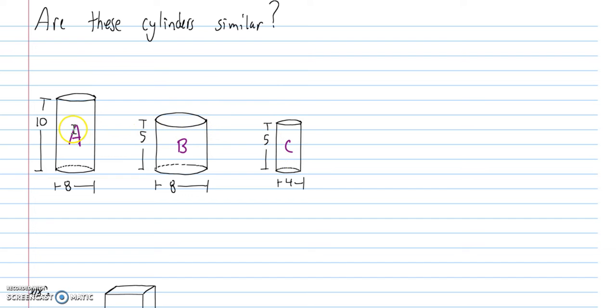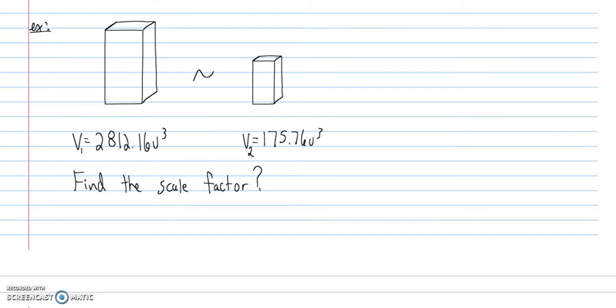We could also check cylinder A with cylinder C. We have a 2 to 1 ratio of the height. We have a 2 to 1 ratio of their diameter. So I would say yes, A and C are similar to each other. Right, in this next example, we have two what look to be like rectangular prisms.